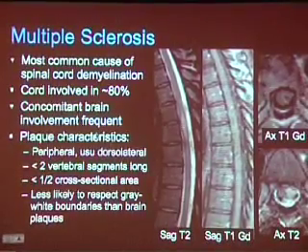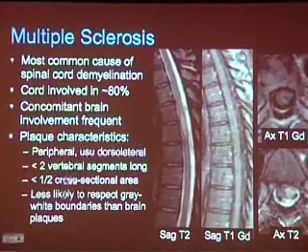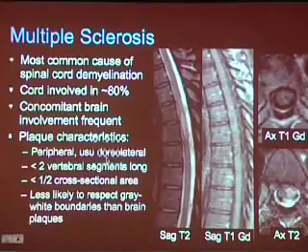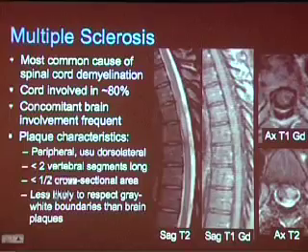What do demyelinating plaques typically look like? Well, they're typically peripheral and dorsolateral. They're usually less than 2 vertebral segments long, less than half the cross-sectional area of the spinal cord, and much less likely to respect gray-white boundaries than our brain plaques.